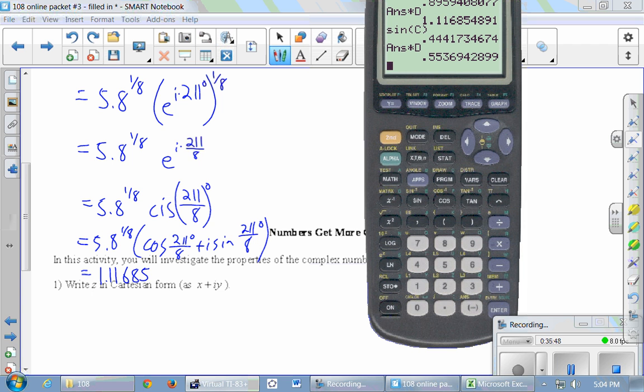685 is good, and then plus i times the other number, 0.553694. Okay, there you go. That is an eighth root of -5 minus 3i. It's a perfectly good complex number. Okay, can the calculator handle this thing too? I don't know, it's been doing so well for us.